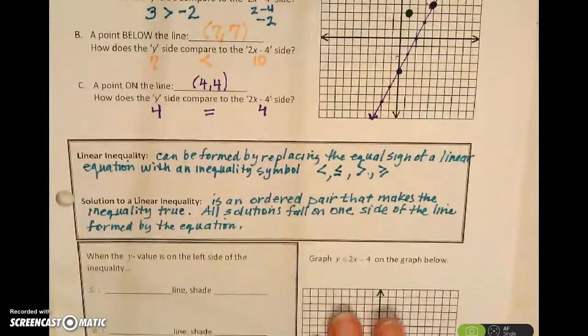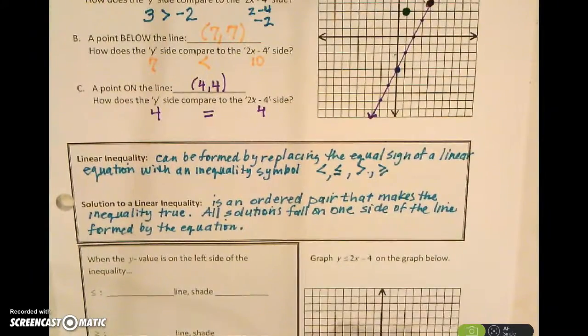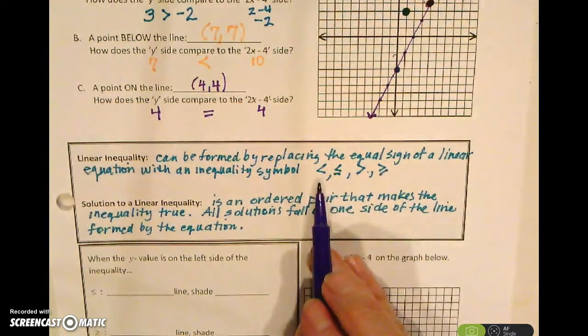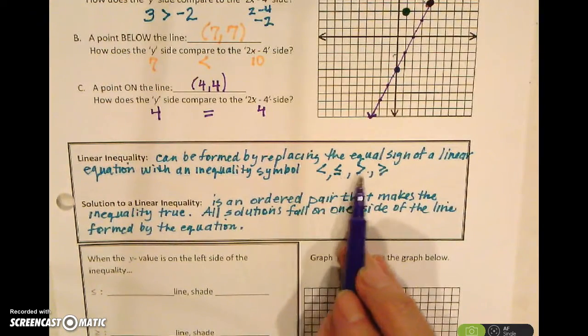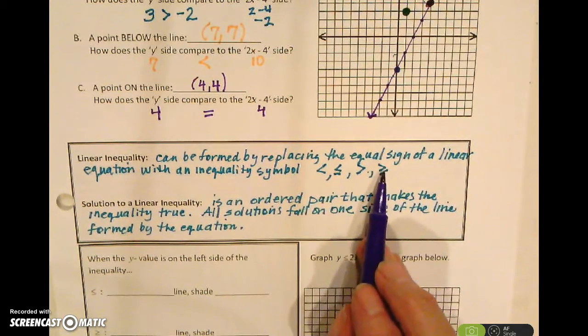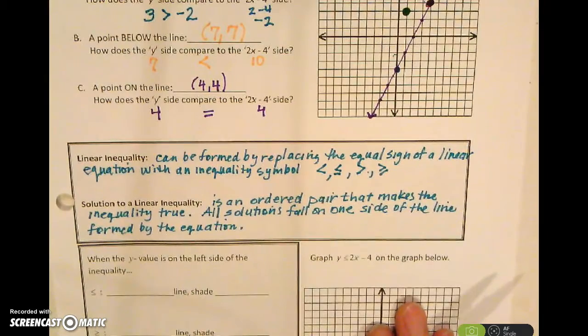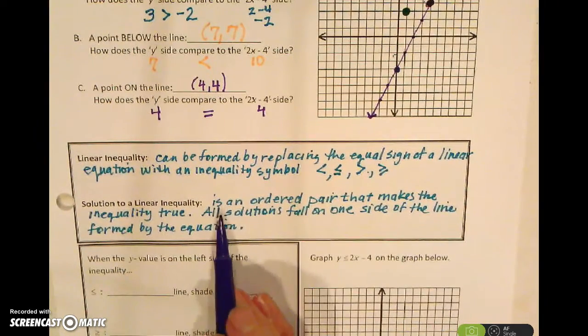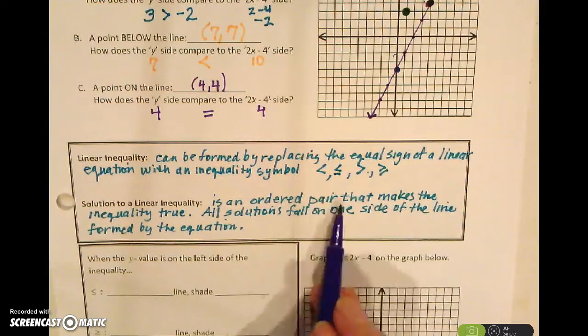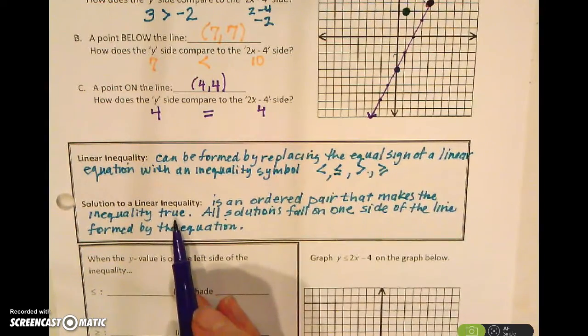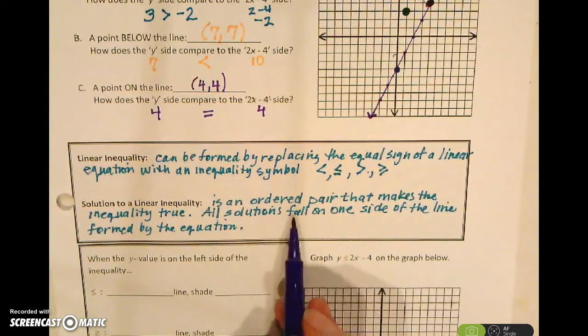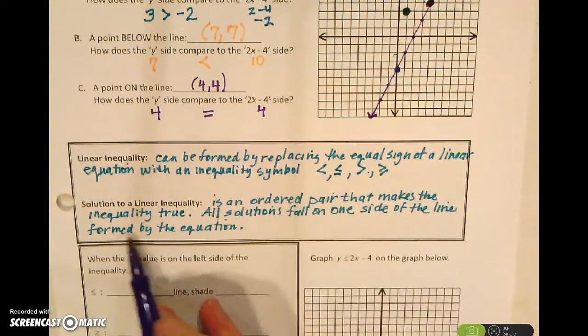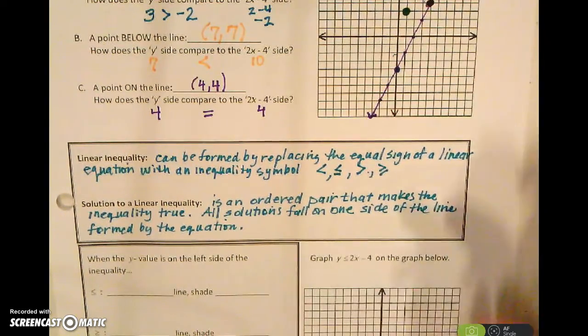So now I've written some notes here. A linear inequality can be formed by replacing the equal sign of a linear equation with an inequality symbol, such as less than or equal to, greater than or equal to. And the solution to a linear inequality is an ordered pair that makes the inequality true. All solutions are going to fall on one side of the line formed by the equation.